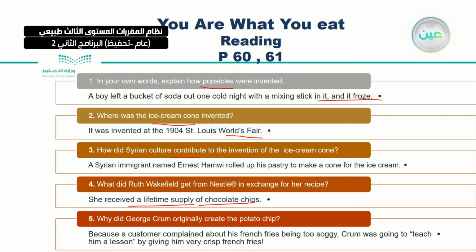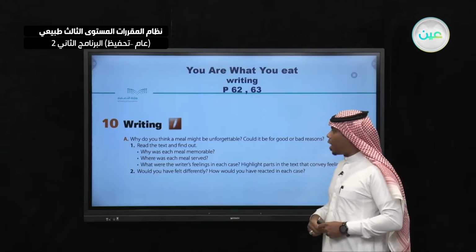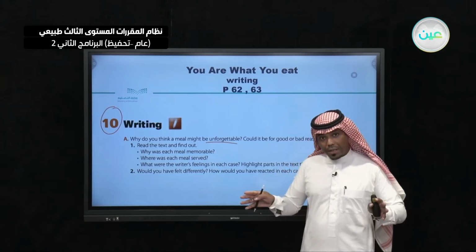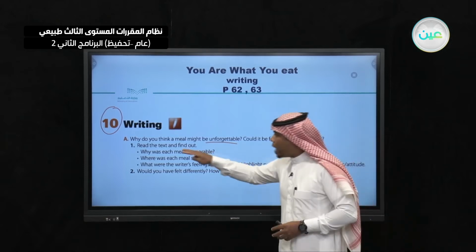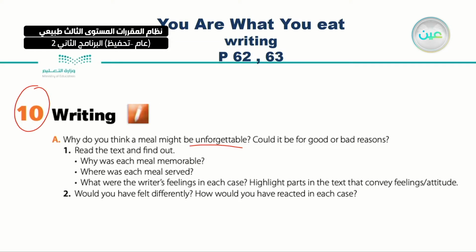Now let's move to our lesson, pages 62 and 63. What we are going to do today, inshallah, is mainly the writing. Let's read A. Why do you think a meal might be unforgettable? What does unforgettable mean? It means that you cannot forget this meal. Why might this meal be unforgettable? Could it be for good or bad reasons?